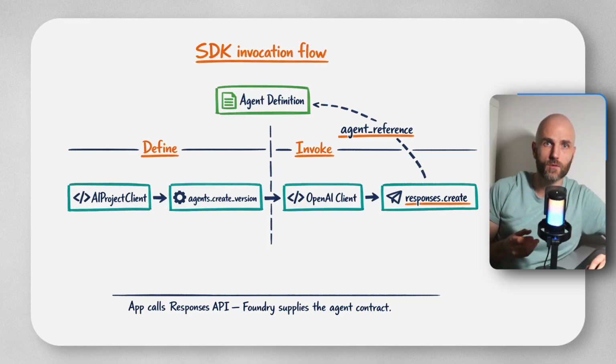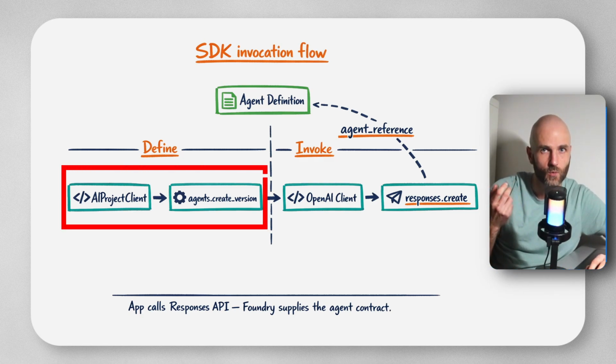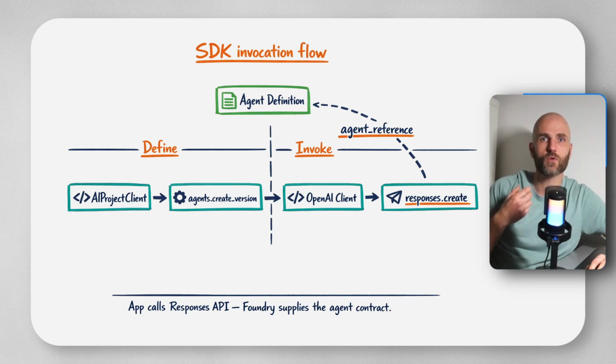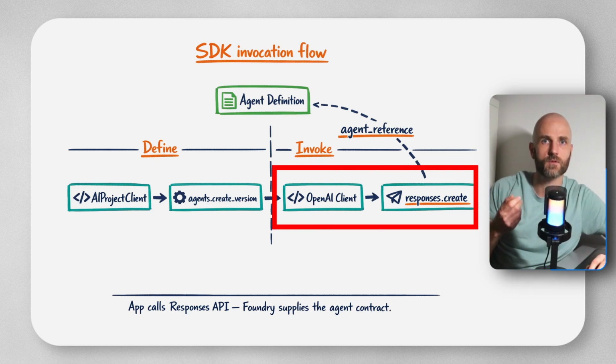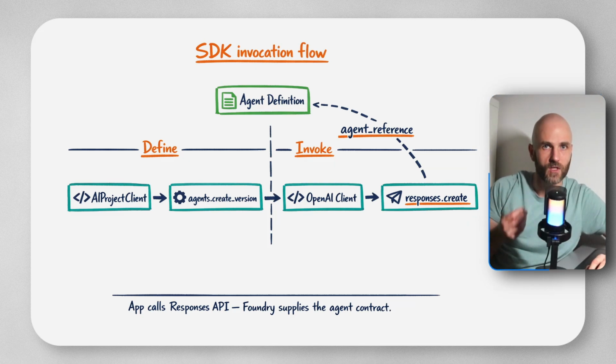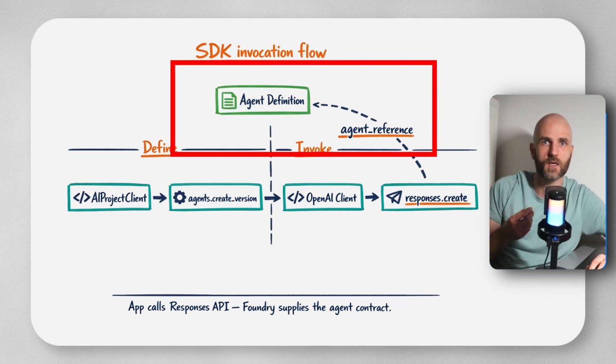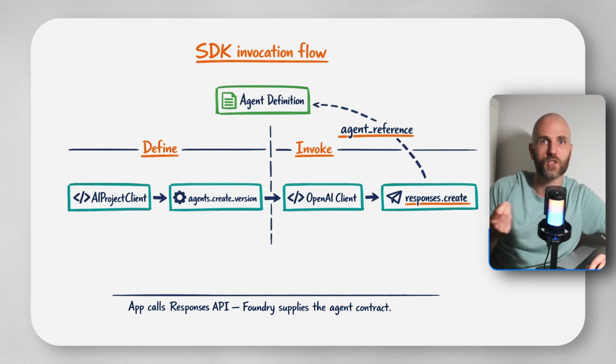From a developer point of view, the SDK path also changed. The major client is AIProjectClient in the azure-ai-projects package. And for v2, that's the main thing I'm using. So in practice, I create the agent definition with something like project_client.agents.create_version. And then when I actually want to invoke it, I get an OpenAI client and call openai_client.responses.create, and I pass an agent reference that points to that deployed agent definition. The agent reference is a bridge between my Responses API call and the agent I manage in Foundry. So my app calls responses and Foundry supplies the agent contract.